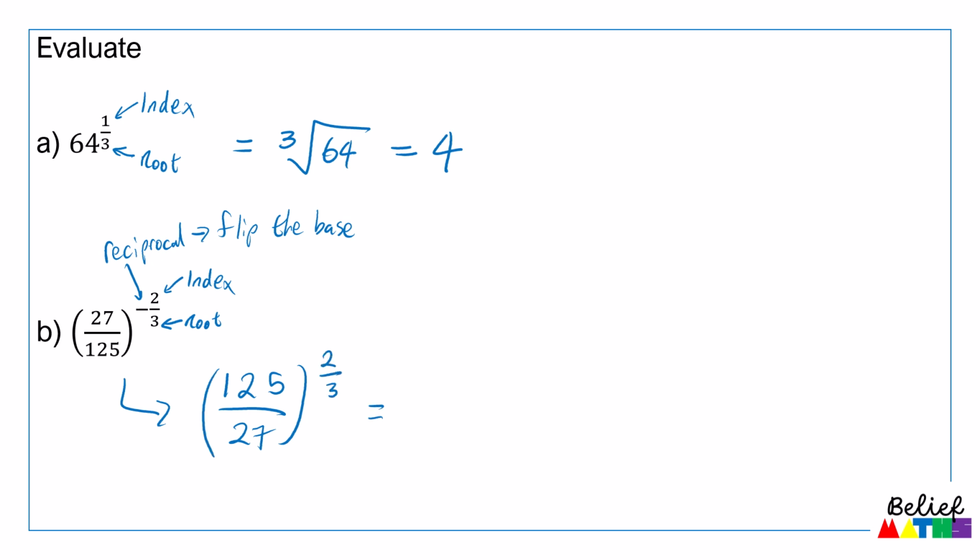Next thing we're going to do is we're going to find the cubed root of the top and bottom. So the cubed root of 125 is 5, and the cubed root of 27 is 3. And then we still have that 2 on top to deal with. And then simply doing that, squaring 5 is 25, and squaring 3 is 9.